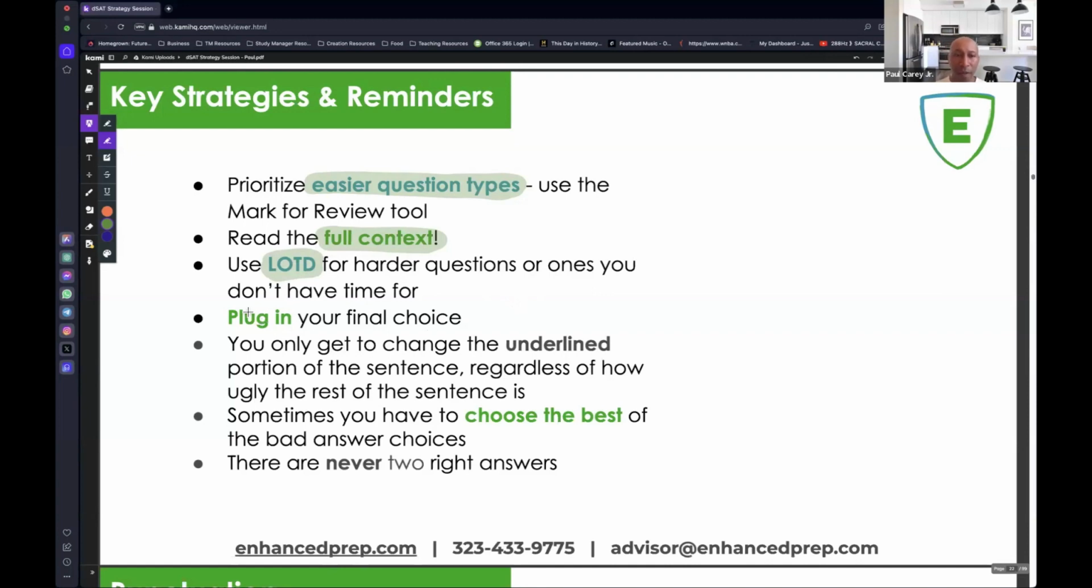Okay. Make sure that you always remember to plug in your final answer choice. You only get to change the underlined portion, right? So sometimes we have to choose the best answer out of answers that are not necessarily convenient or that don't work really, really well. Okay. And one thing to keep in mind, there's never two right answers. So there's always going to be a way to get rid of one of the answer choices.